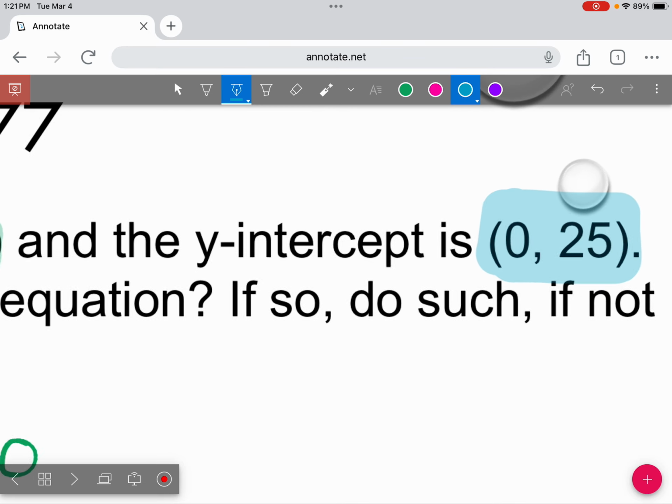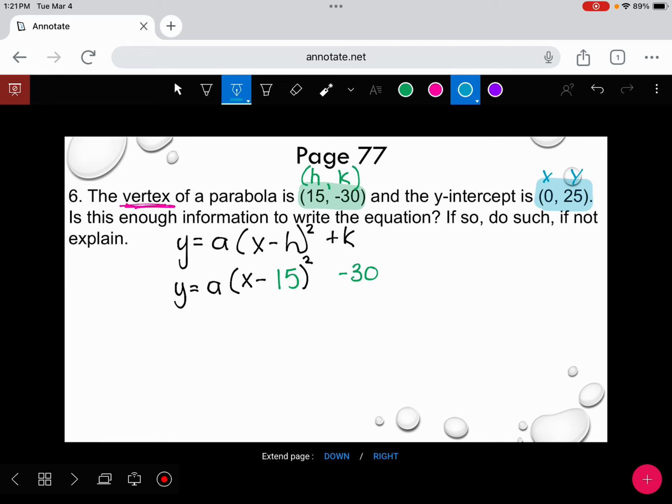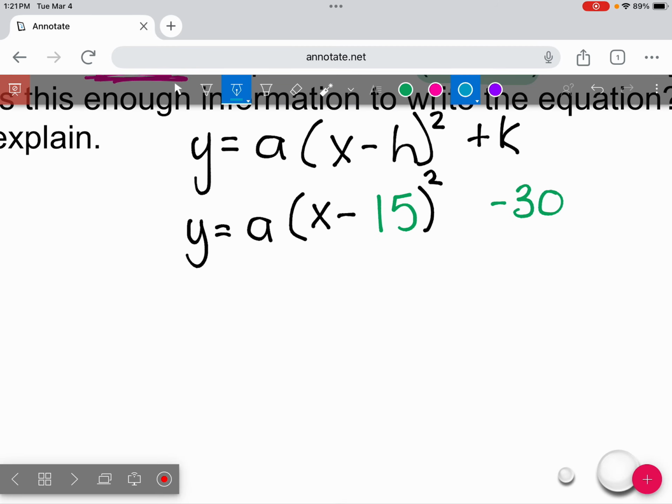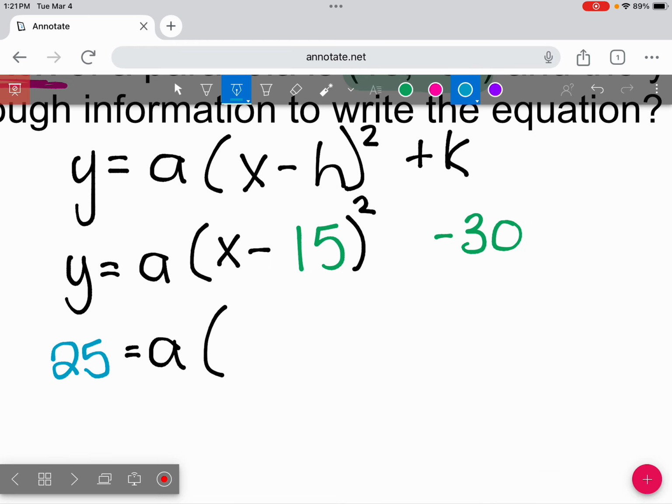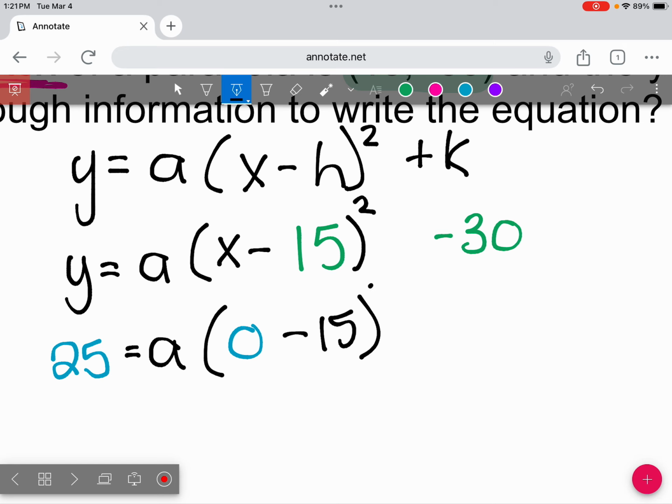Just like we did on the last one, we're given another point. I have an x, y point. So now I can substitute those in for x and y. I can use that to solve for a. So I can take and substitute in my 25 for the y. And we have that equals our a times our x, which was 0, minus 15 squared minus 30.